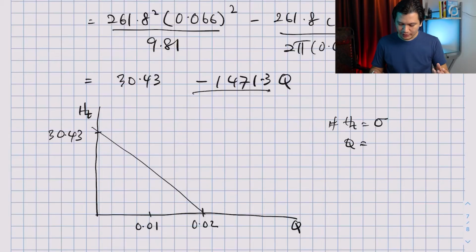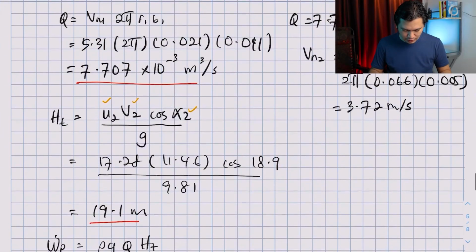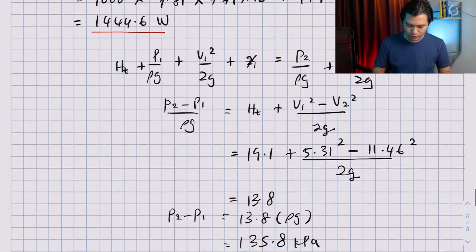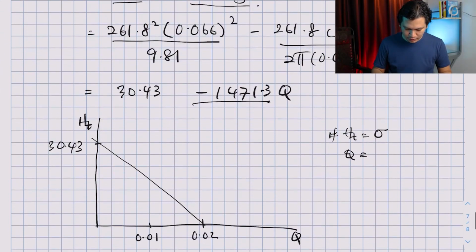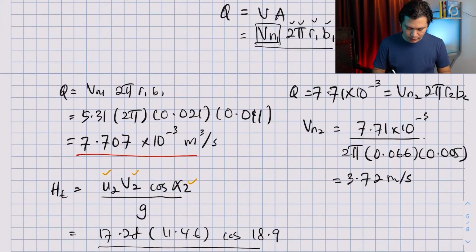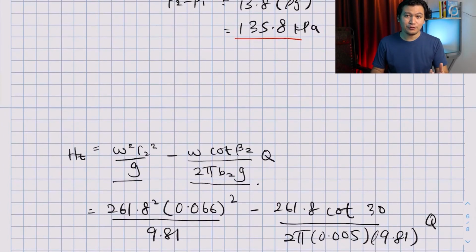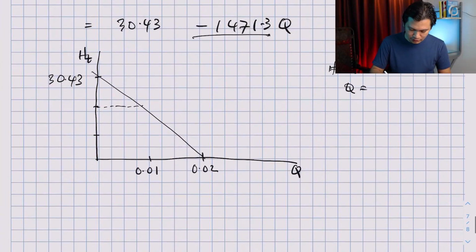Okay, but just to find out where our operating condition is, what is our HT just now? So our HT is 19.1. So 19.1 is about 20. Okay, so this is it. This is 19.1. And what is our Q? Okay, so Q is 7.7 times 10 to the power of minus 3. So that could be 0.01, right? Quite close to 0.01. So just a bit before 0.01. Okay, so that will be your intersection.